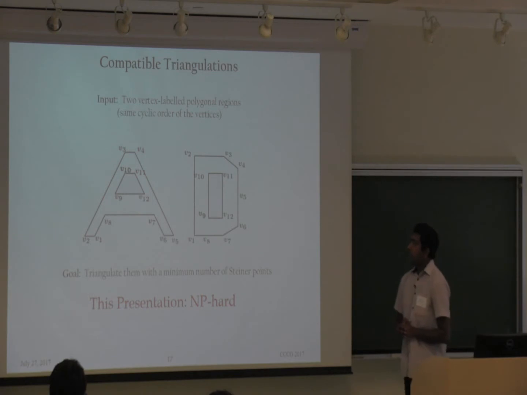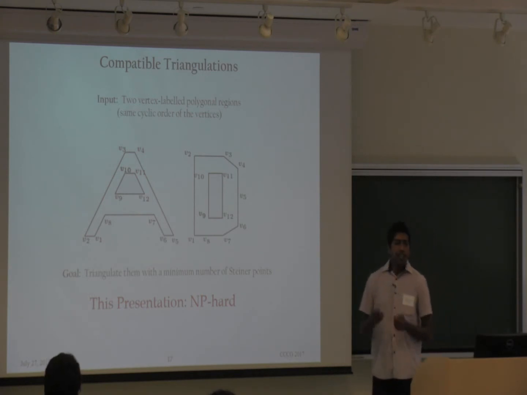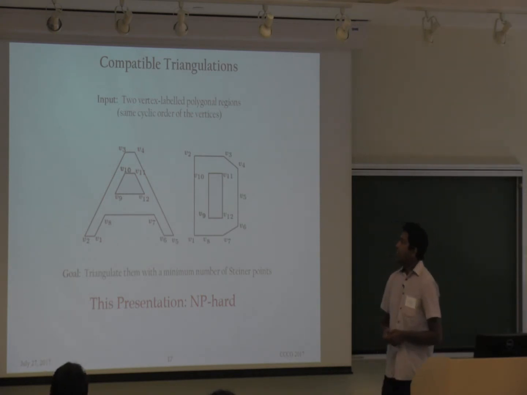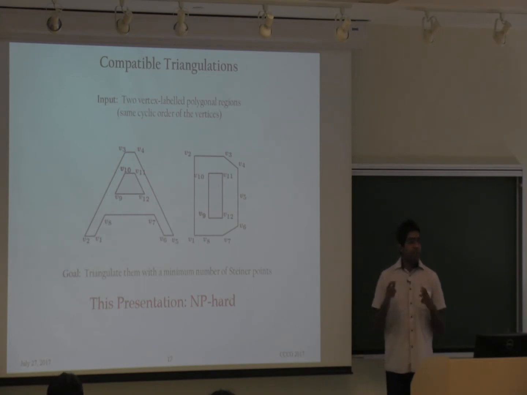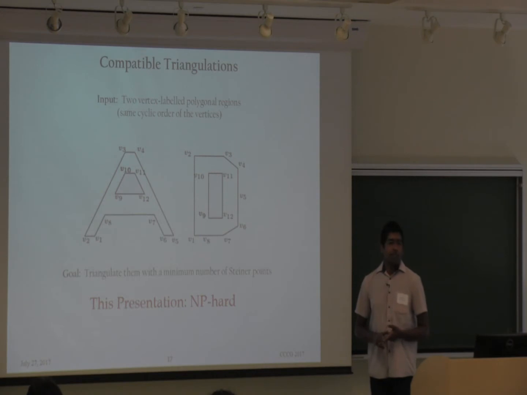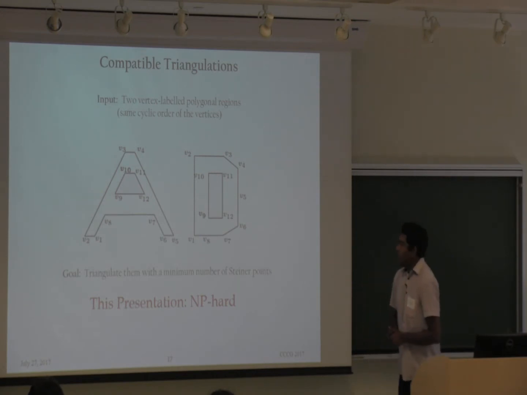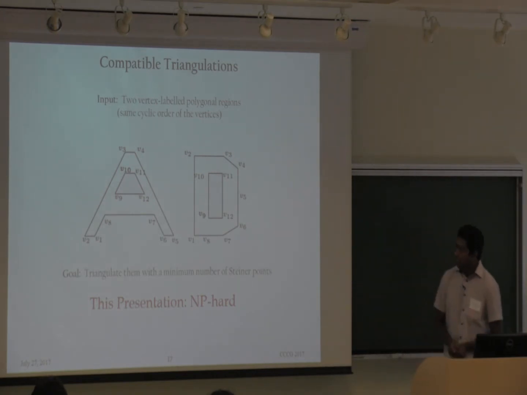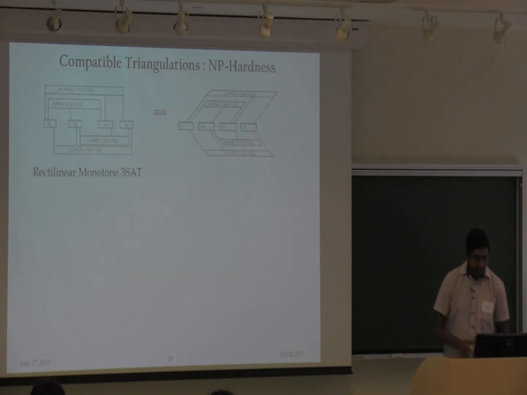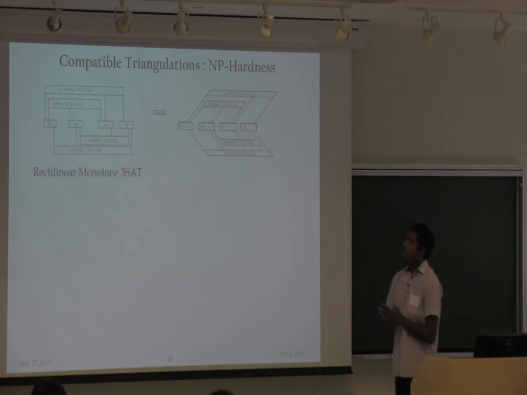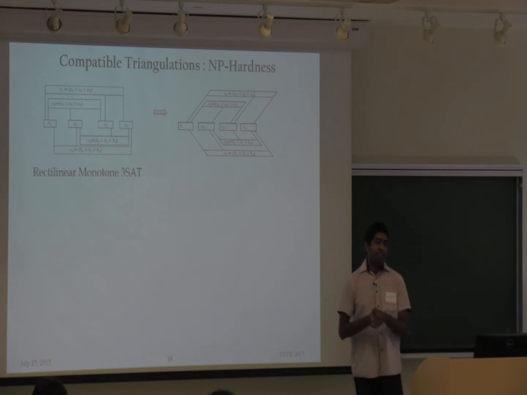presentation, I want to prove the NP-hardness for a particular variant where you have a polygonal region, you want a compatible triangulation, and you want to minimize the number of Steiner points. Well, let us see how we did that. The reduction is from rectilinear monotone 3-SAT.